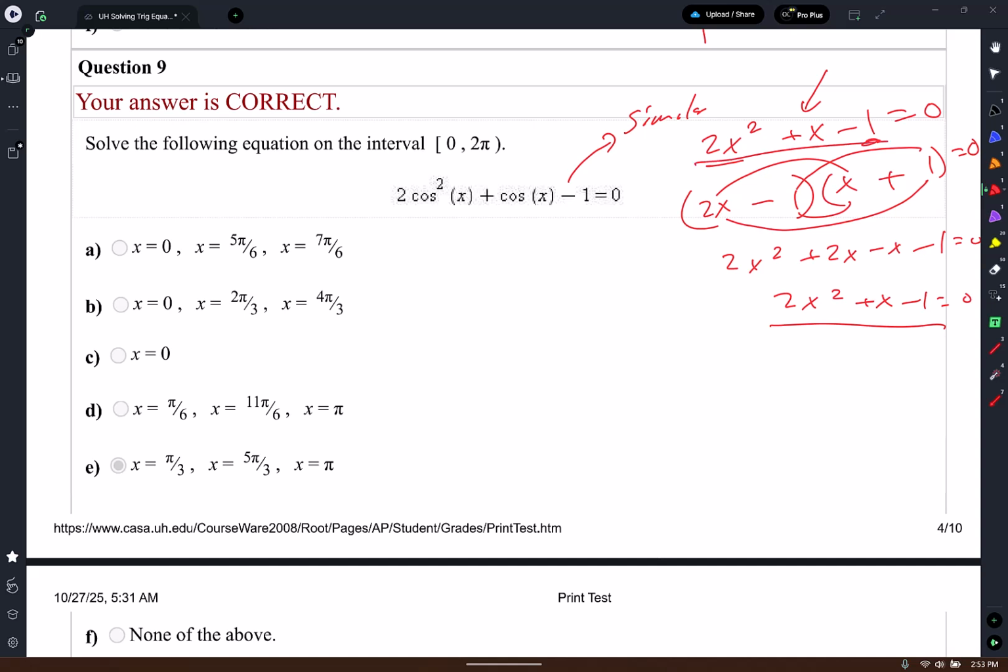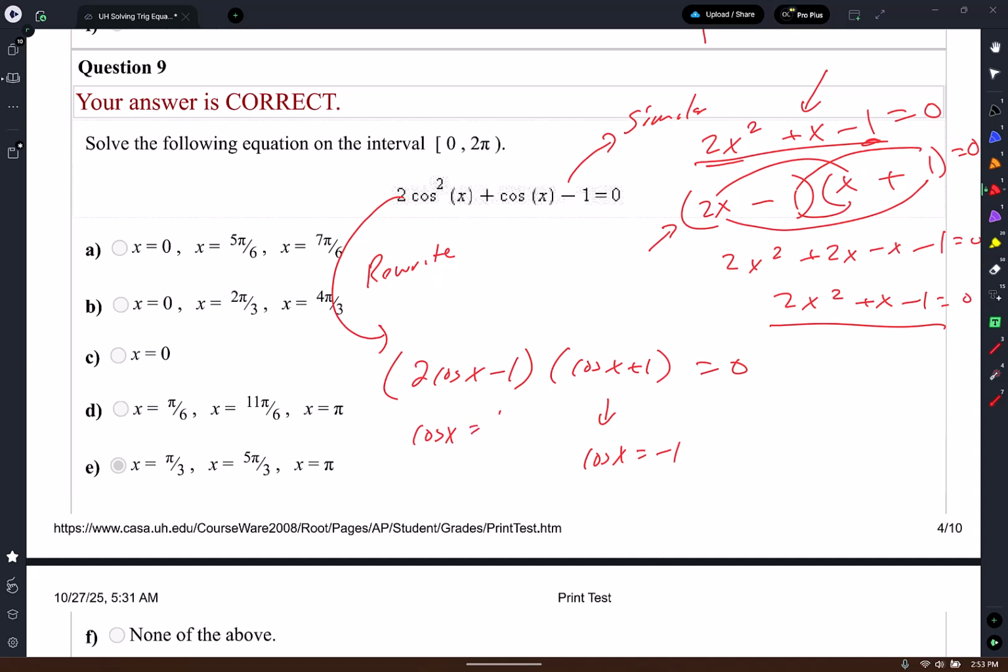Is it starting to make sense, guys? Okay. All right, here we go. Let's rewrite. Here we go. Parenthesis, 2 cosine x minus 1, close, open, cosine x plus 1, close, equals 0. I just took it from that one. Well, from that, I get that cosine x equals -1, and cosine x equals a half. Move 1 divided by 2.